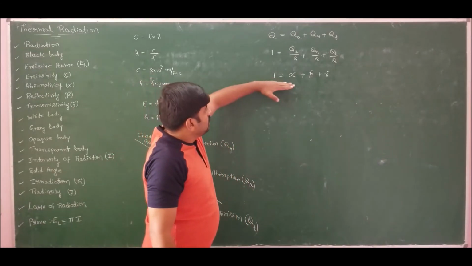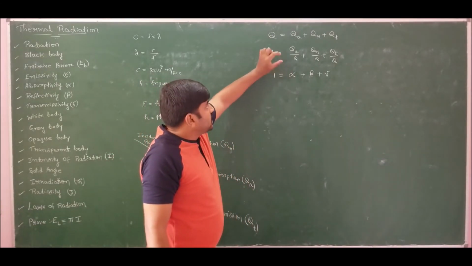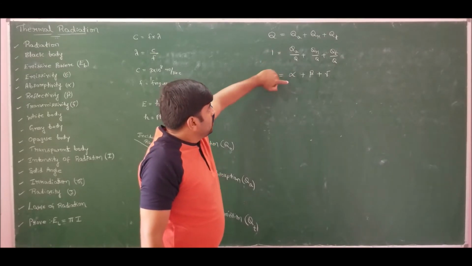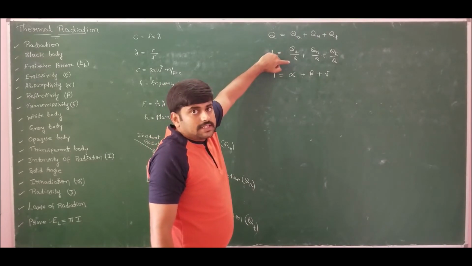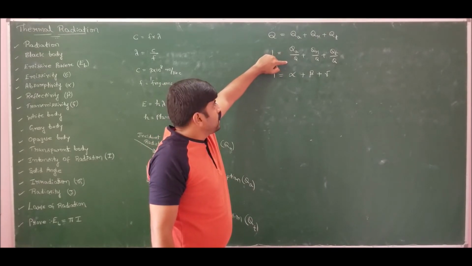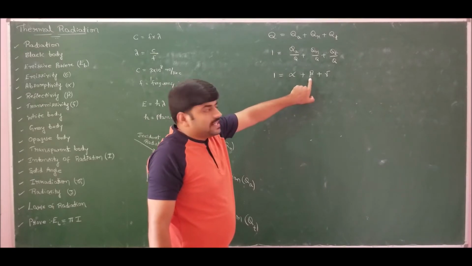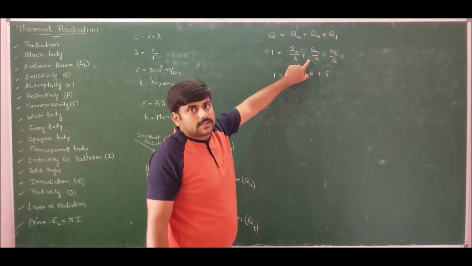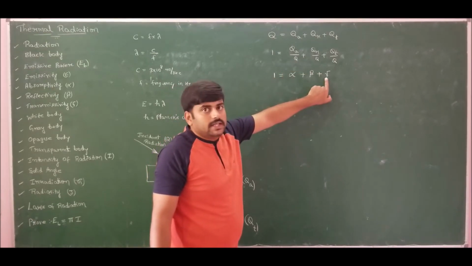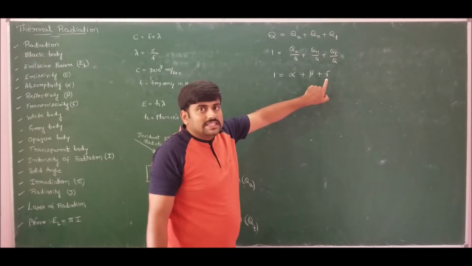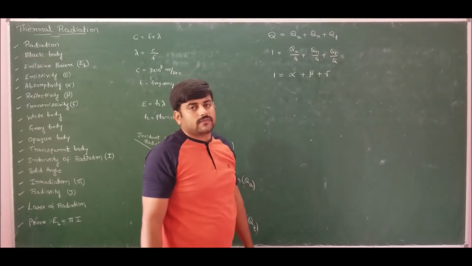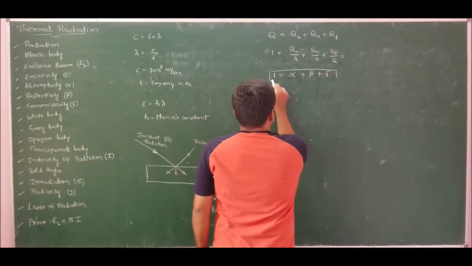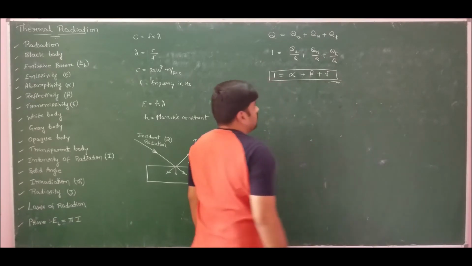So therefore, absorptivity is defined as the fraction of incident radiation that is absorbed by the surface. Whereas reflectivity is defined as the fraction of incident radiation that is reflected from the surface. And coming to transmittivity, it is defined as the fraction of incident radiation that is transmitted through the surface. So this is a very important note to be known for you people.